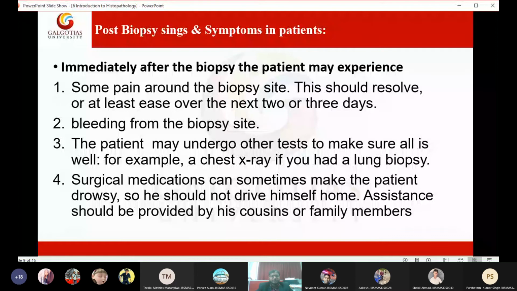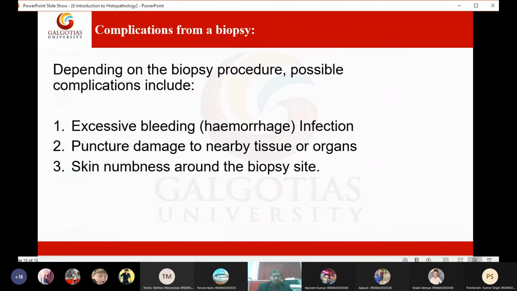Whatever type of biopsy the patient has had, whether it is FNAC or a biopsy specimen, the person requires some rest. That's why you can send them along with their family members. That is the most important point. Now, complications from the biopsy.